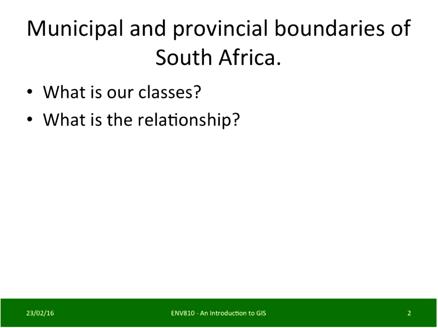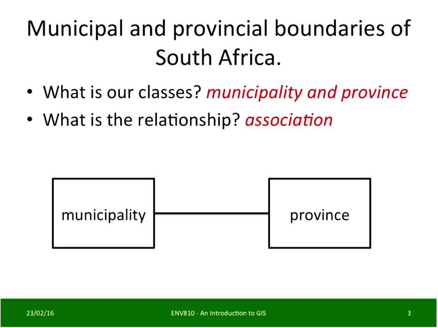Okay, so what are our classes? Okay, so this is what I have for the first sentence. Our classes are municipality and province. And I just created an association, meaning that it's not inheritance or aggregation or anything like that. It just means that the municipality and a province have some type of association with each other.